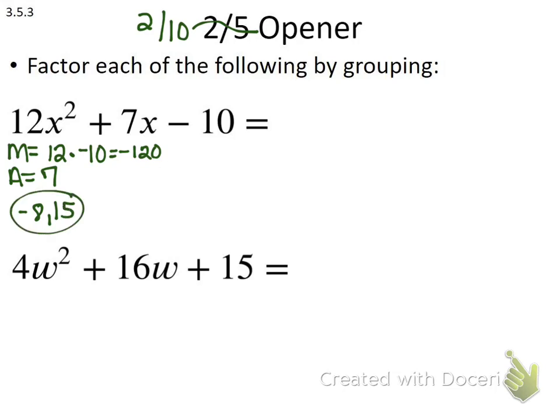Step 2 then tells me to rewrite the expression, but I'm going to keep my first term and third term the same, and then my numbers from the MA are going to split my second term. So what would that look like when I go to rewrite it, Jenna? 12x squared plus 15x minus 8x. It doesn't matter. If you did plus 15x minus 8x, that's fine too. And then my last term? Minus 10.